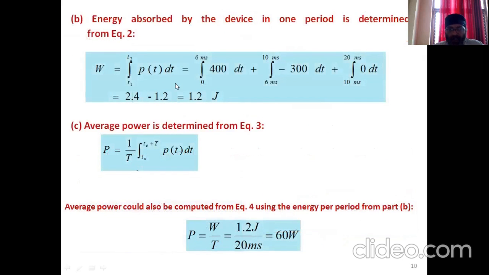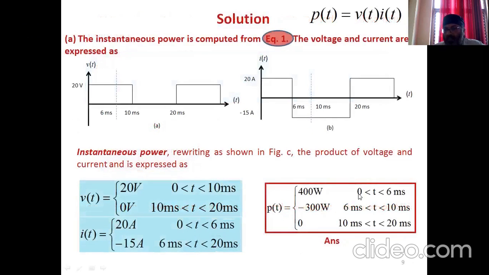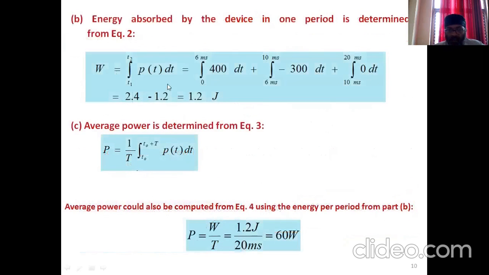Now what is the energy absorbed? Energy is power multiplied by time, from t1 to t2. Starting from 0 till 20 milliseconds, we have 3 steps: 400 watts, minus 300 watts, and 0 watts. 400 watts from 0 to 6 milliseconds, from 6 to 10 milliseconds minus 300 watts, and from 10 milliseconds to 20 milliseconds, it is 0.